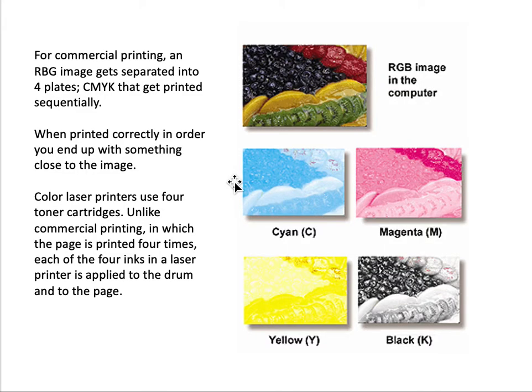So now you can see here in the commercial printing process, an RGB image gets separated into 4 plates, the C, M, Y, and K, and then gets printed sequentially. So here's the image on a computer. Here are those plates. And so when printed correctly, and in order, you end up with something close to the image.